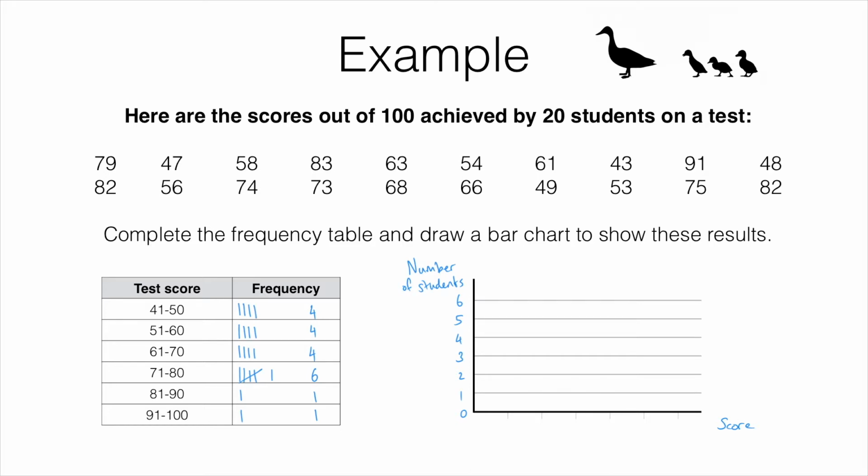Next, we need to label our score intervals. So instead of individual numbers now, we're labeling 41 to 50 here, 51 to 60 here, 61 to 70 here, 71 to 80, 81 to 90, and 91 to 100.